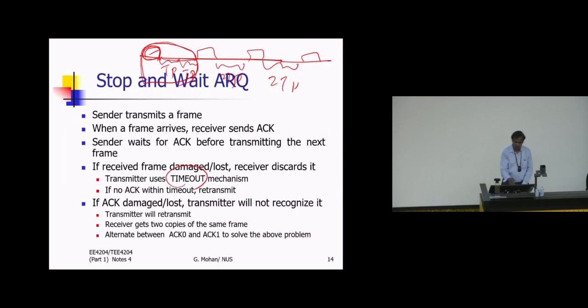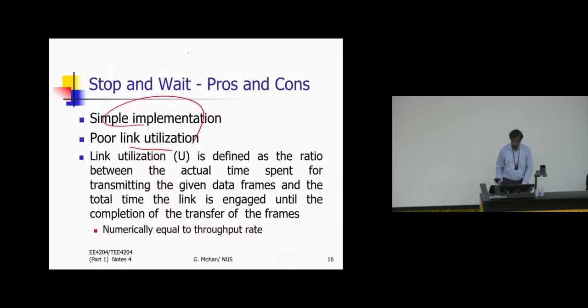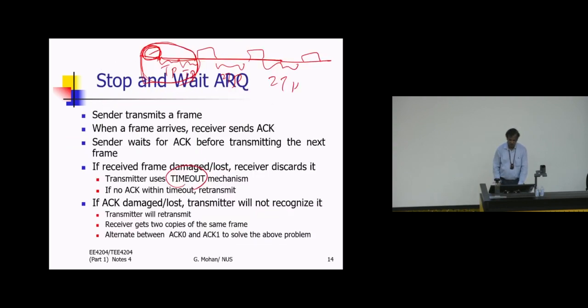So the ratio between the frame transmission time and the total time will give you the link utilization. It is the ratio between the actual time spent transmitting the given data frame and the total time the link is engaged or available for it to transmit. The link is available for it for a longer time, until this, for one frame. So if you want to calculate for 100 frames or anything, you can add this time, this time, this time, all this time the link was available. But the link is used only during this time. So link utilization is poor.